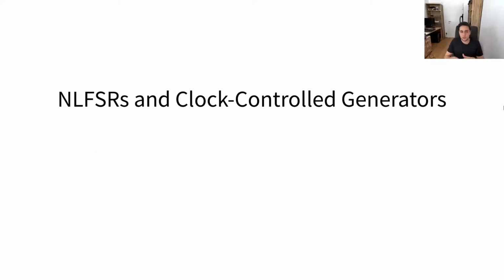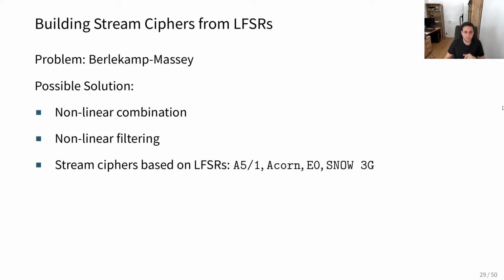So this was only LFSRs, and if we use only LFSRs, it's in general not very secure, so we usually need something more than that. And this is now very short. This is about nonlinear feedback shift registers and clock control generators, which are essentially also that. So the problem is always this Berlekamp-Massey algorithm. The possible solution would be, instead of a linear combination of bits, to have a nonlinear combination or some nonlinear filtering. And this is what is actually used in stream ciphers which are based on LFSRs. So for instance these, but there are also others, for example Grain, which is more recent.